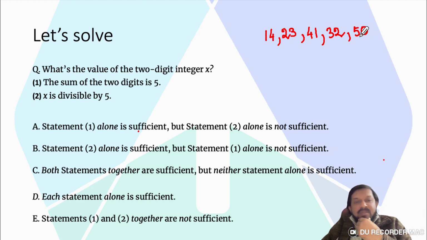You can see that we have reversed the numbers of 1, 4 and 4, 1, 2, 3 and 3, 2. But for 5, 0, the reverse number is 0, 5, which is not a two-digit number. Now, obviously, going by the first statement, we have got 5 possible values of x, and therefore we can safely say statement 1 is not sufficient to answer the question.